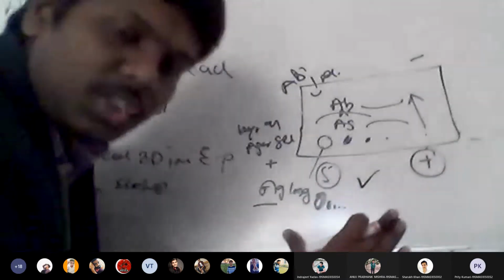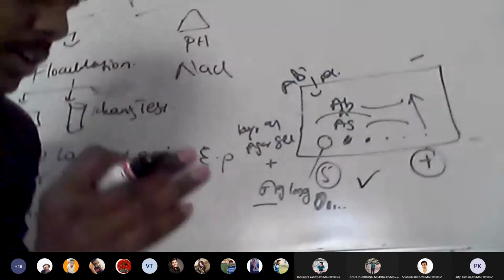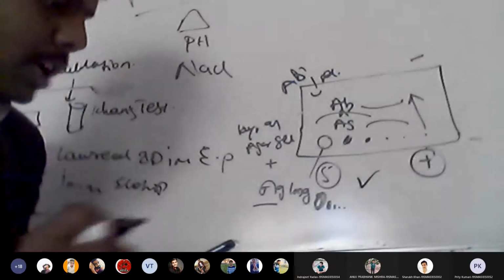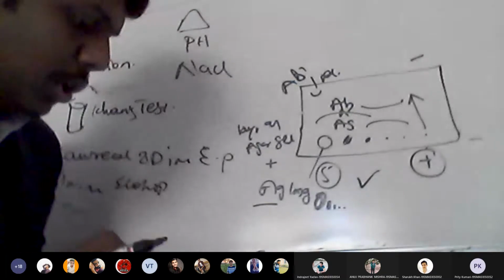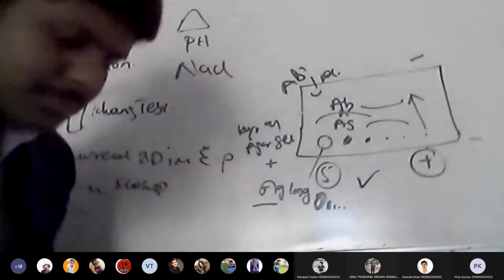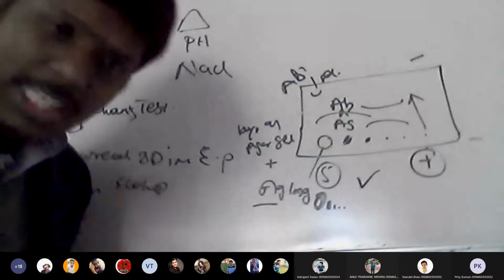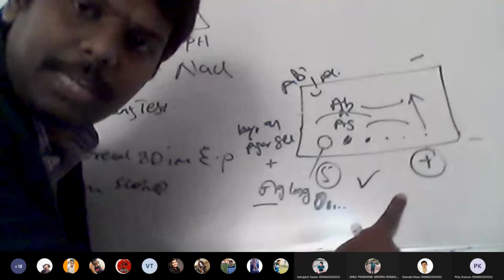This particular test is called the Laurell double diffusion immunoelectrophoretic test. Okay, so Laurell two-dimensional electrophoresis. I don't know why, but in the textbook, they didn't give the applications of Laurell two-dimensional electrophoresis.